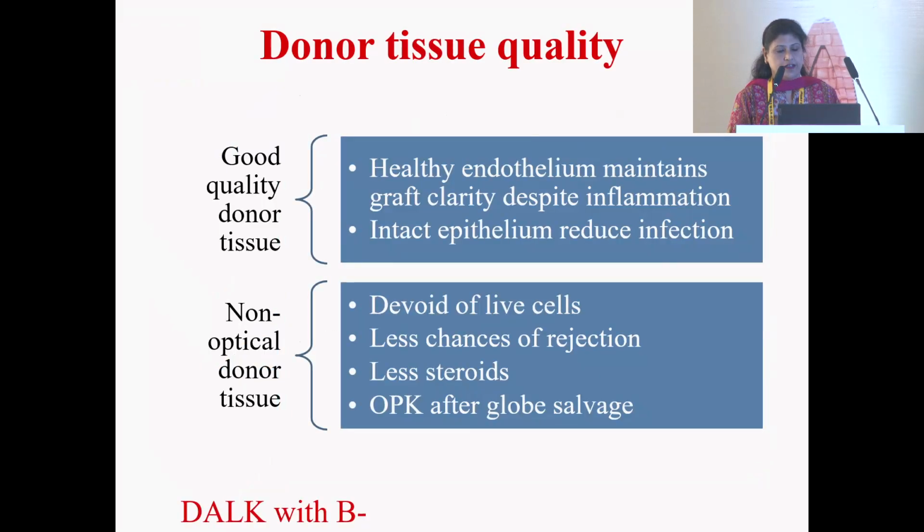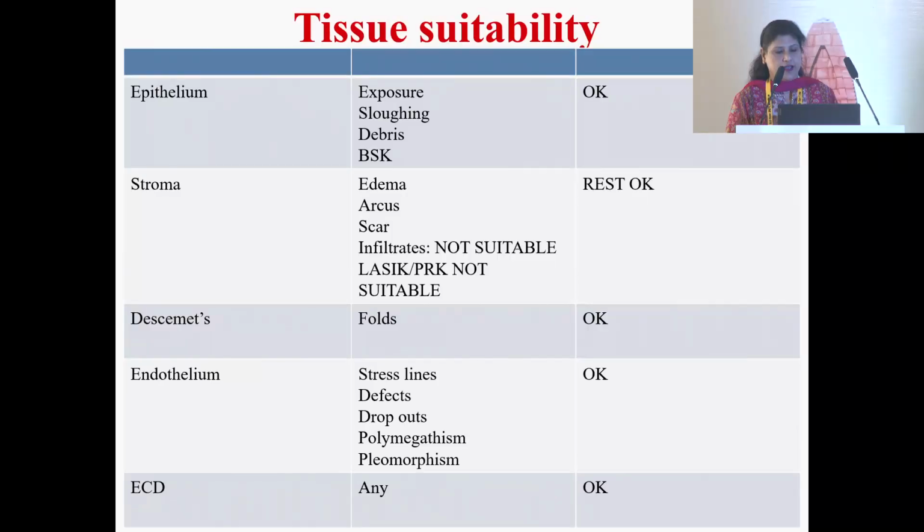Regarding donor quality, a good healthy endothelium maintains clarity and leads to less inflammation, and an intact epithelium will reduce the infection. Non-optical grade cornea can also be used because it is devoid of live cells, fewer steroids are required, and rejection chances are very low. Even B negative can be used for DALK.